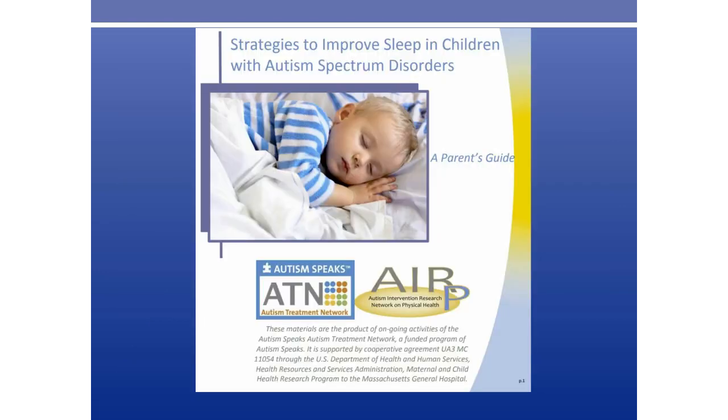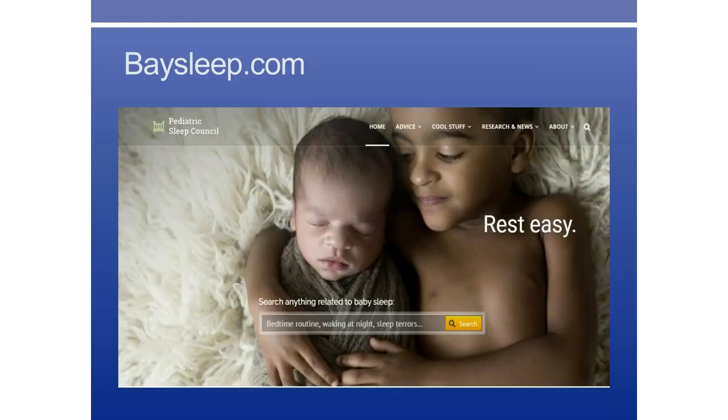A great source for parents, and doctors, is Autism Speaks, Autism Treatment Network. This is their booklet, a parental guide to sleep problems in children with autism, but I've used it in children with ADHD or other neurodevelopmental issues. Also, I will refer you to this, which should be babysleep, I misspelled it, .com, by the Pediatric Sleep Council, which is put up by pediatric sleep specialists, including behavior sleep specialists, and many pieces of advice can be found there for the provider or for the parents.